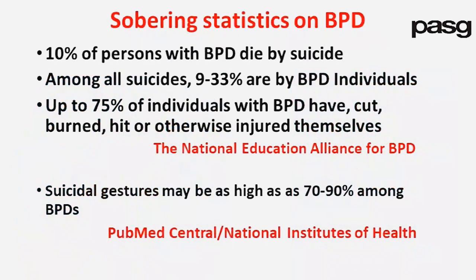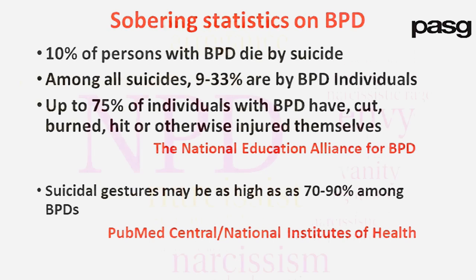These are some of the sobering statistics on borderlines. Get this from my PowerPoint, but from the National Institute of Mental Health, suicidal gestures may be as high as 70 to 90%. Another serious reason that alienation is child abuse. This is what's being modeled for your kids.